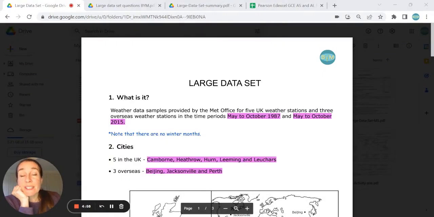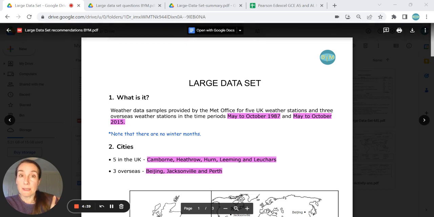Hello, this is a resource that I prepared for you to help you with the large data set. The large data set is something that the exam boards introduced in 2017 with a new specification. This particular resource is about the Edexcel large data set. I have another one for the AQA.